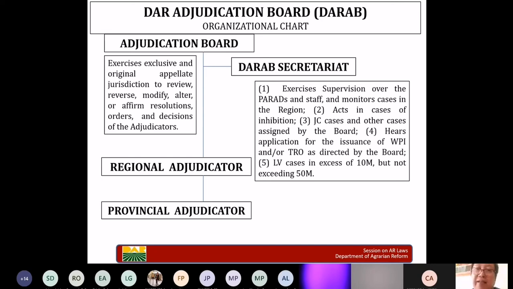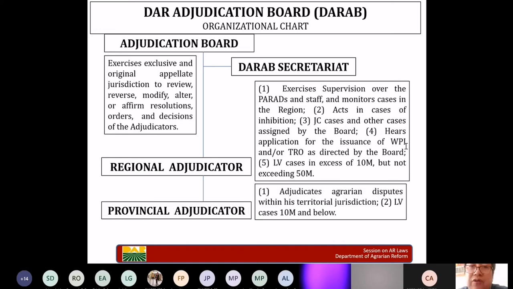So the decision of the RARAD and PARAD can be elevated directly to the Special Agrarian Court through the filing of an original action, because under the 2009 DARAB rules, the board has no appellate jurisdiction on land valuation cases. This is a major amendment in the 2020 DARAB rules, because under the 2020 DARAB rules, the board was given the appellate jurisdiction to review the decision of the regional adjudicator and the provincial adjudicator. And it maintained its jurisdiction on land valuation involving an initial amount of 50 million and above. So please take note of those changes in the 2020 DARAB rules.